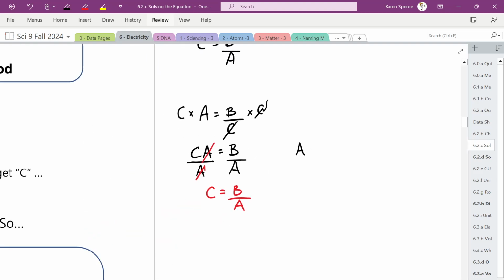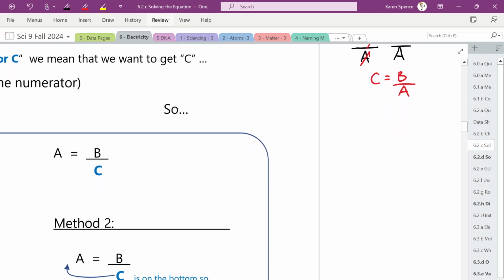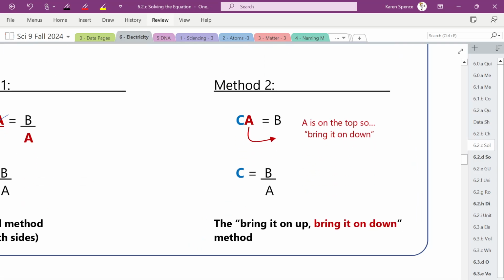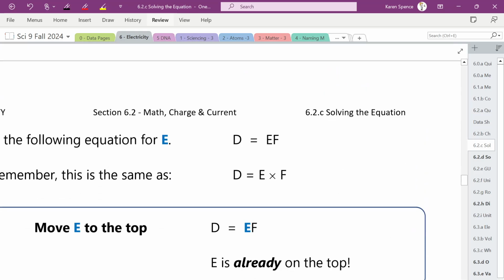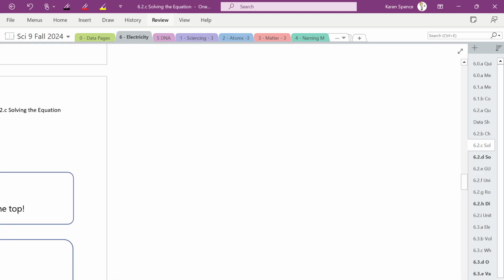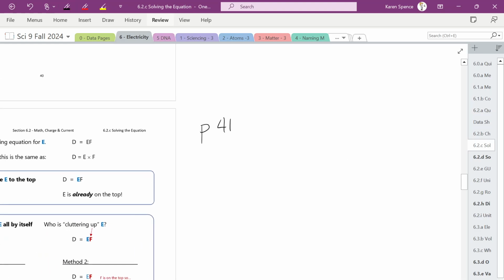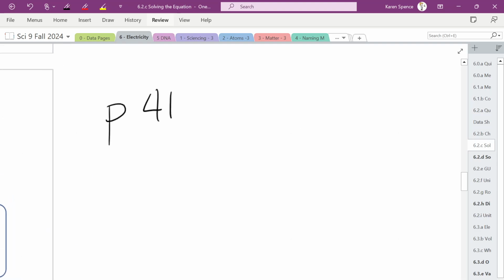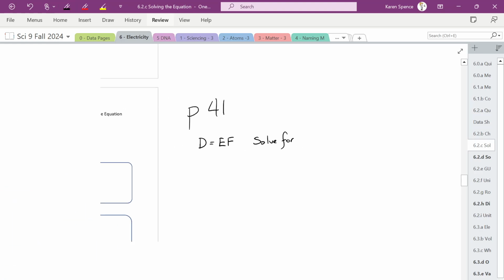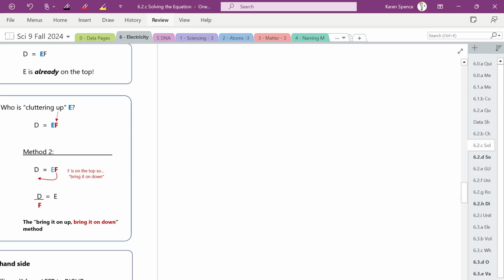Okay, one last one, and then you're going to do some practice. Okay. Our last one is on page 41. D equals E times F. And we want to solve for E.